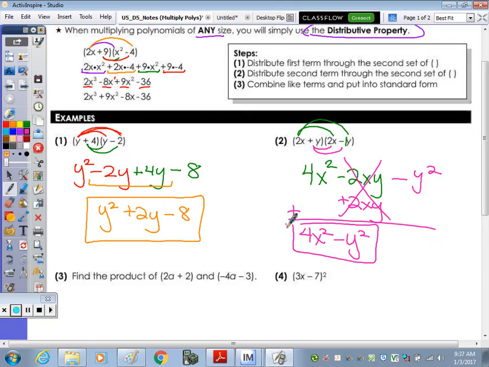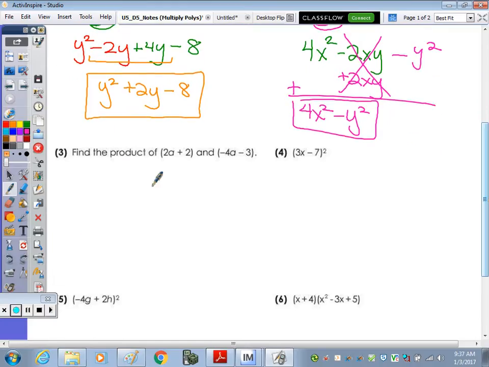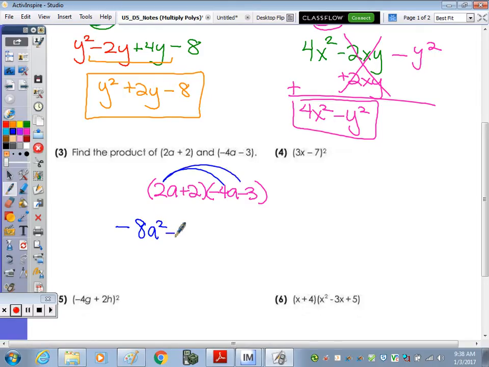Number 3, find the product of those 2 binomials. Product means to multiply. So we're going to multiply 2a plus 2 times negative 4a minus 3. So I'm going to write it out so they're right next to each other. No symbol in between means multiplication. Okay, so when the parentheses are touching, that's a product, and we multiply. So distributing the first term through, 2a times negative 4a is negative 8. A times a, we're multiplying, becomes a squared. 2a times a negative 3 is negative 6a.